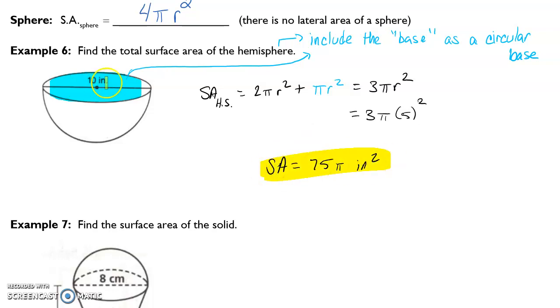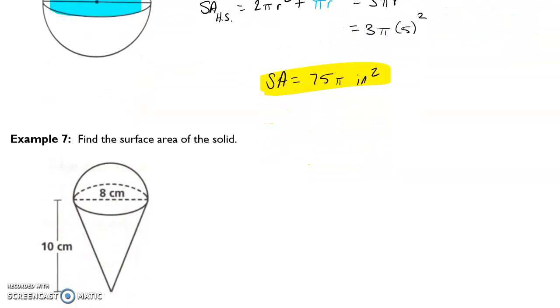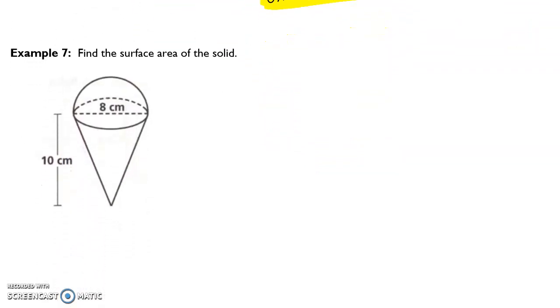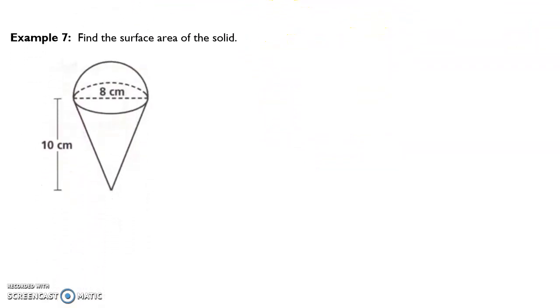Okay. Again, this is a hemisphere on its own. It's an isolated hemisphere. However, when that hemisphere is on top of a cone, for example, like this ice cream cone type information, we're not going to include that circular quote-unquote base because that's not something we can touch. So in this case, when I'm calculating the surface area of my hemisphere, I only want 2 pi r squared, half of the sphere.